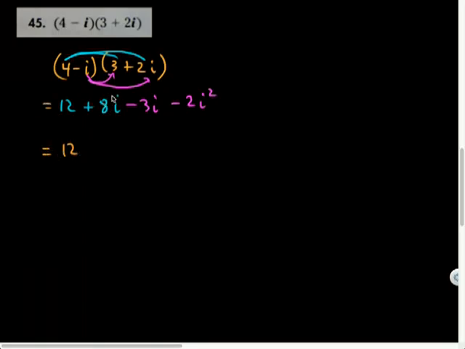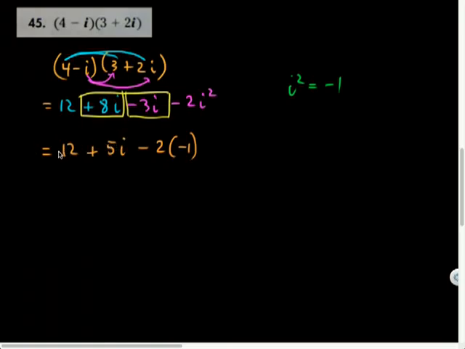So let's see. 8i minus 3i is 5i. Yeah, that's 5 i's, right? And minus 2i squared. What is i squared equal to? Negative 1. Right, so there's that little fact. You definitely want to have some of those i powers memorized. So I can combine 12 and negative 2 times negative 1, which is the same as plus 2. So I think that combines to be 14 plus 5i.